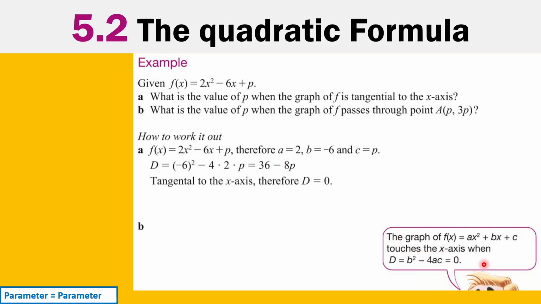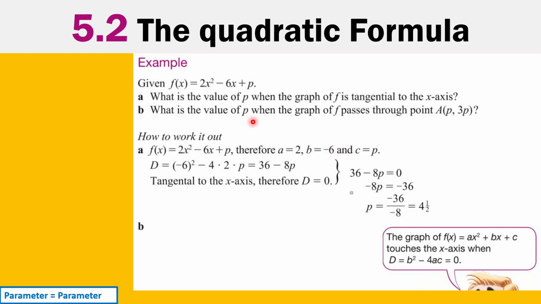Here they say it again, the graph of f(x) touches the x-axis when the discriminant is 0. So now solve this equation here. When is 36 minus 8p equal to 0? Yeah, you can do this, right? Linear equation. This will give me p equals 4.5. That's not the difficult part here, right? So that's how a parameter can be used to form a certain function to your own liking.